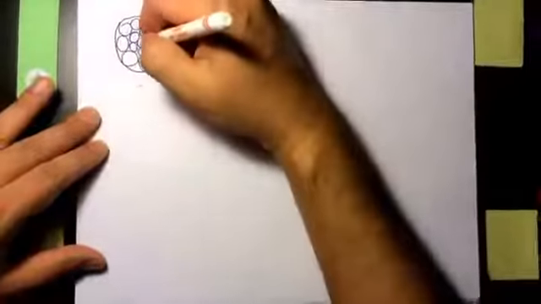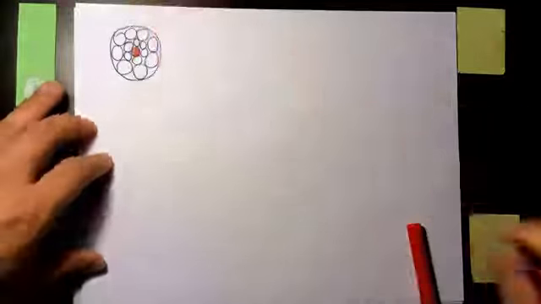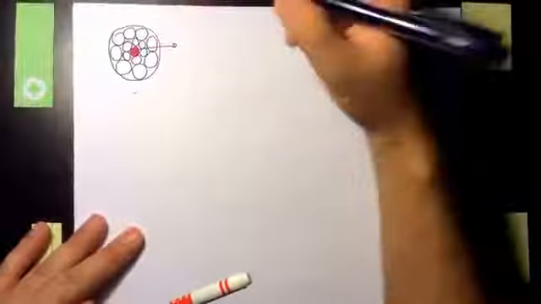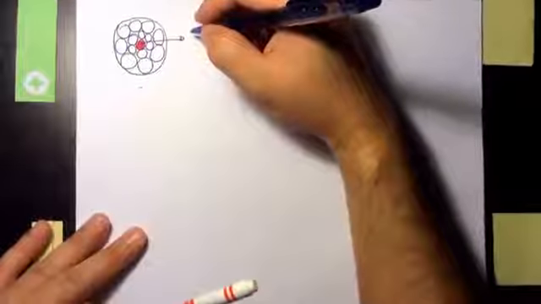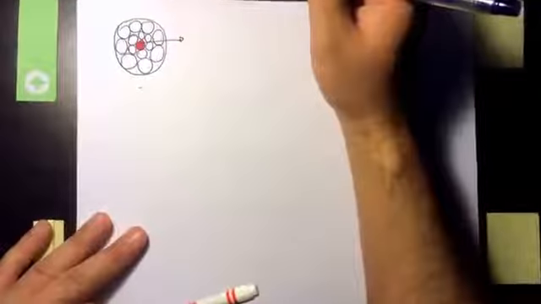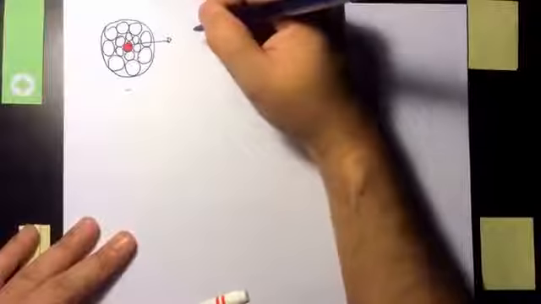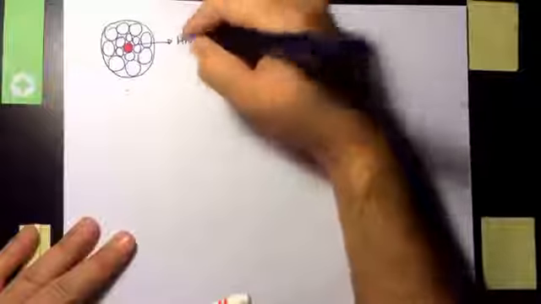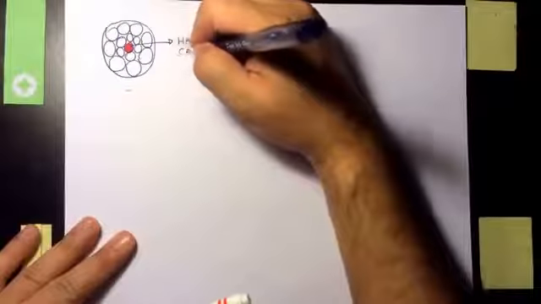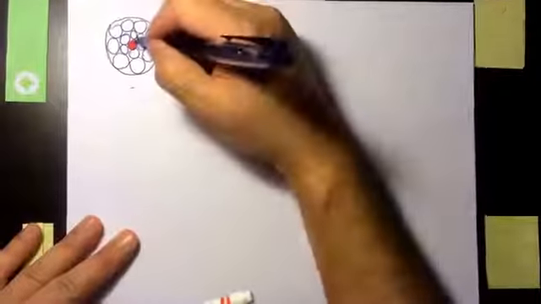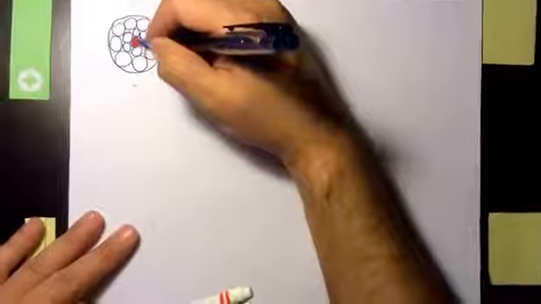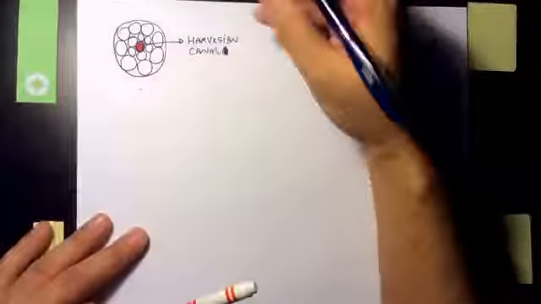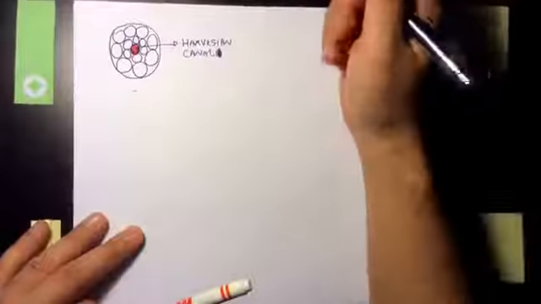Okay, the middle one, which I'm going to color in red over here, is where blood, blood vessels, and other structures come through. These we're going to call Haversian canals. The very central one is the Haversian canal. It contains structures that give nutrition to the bone.